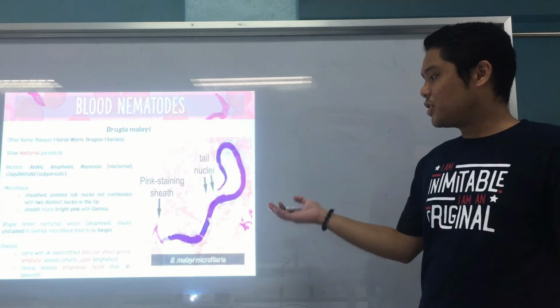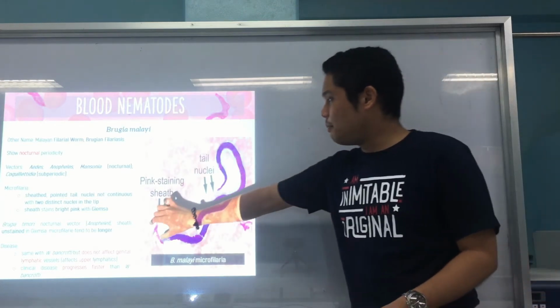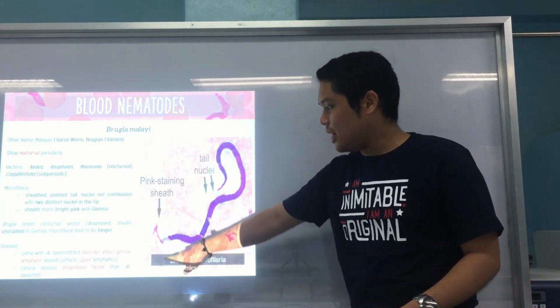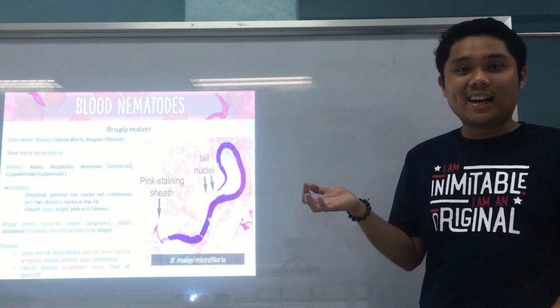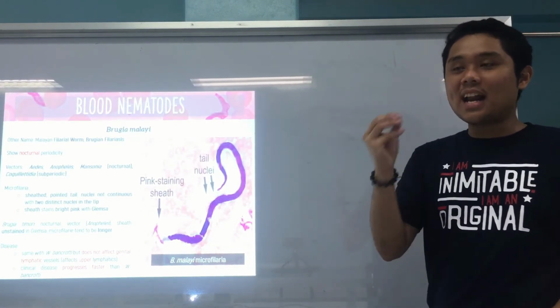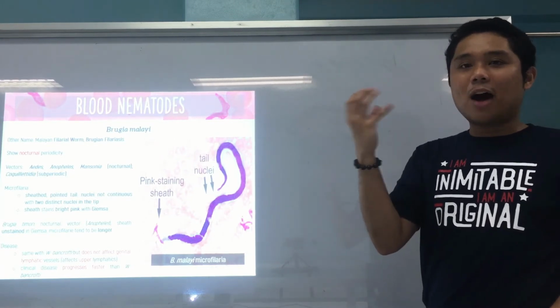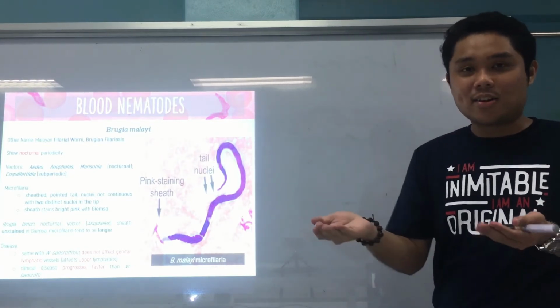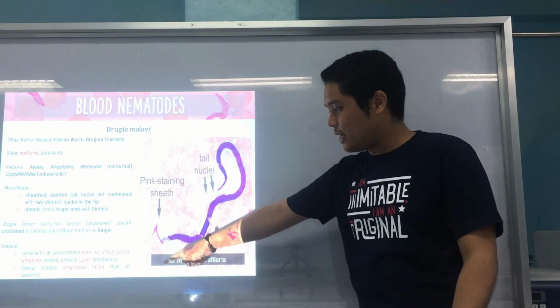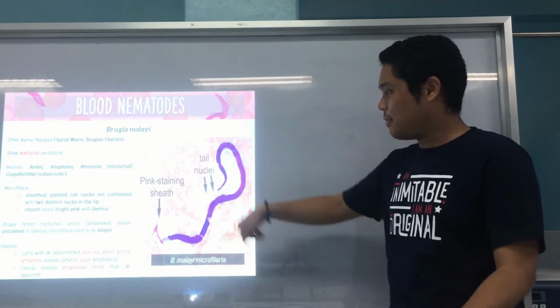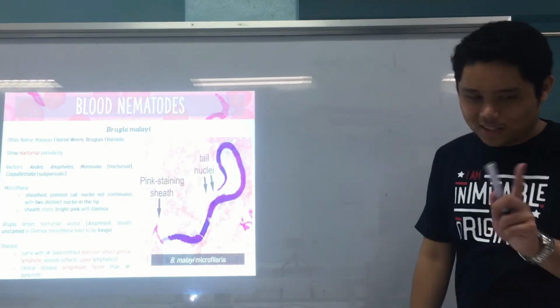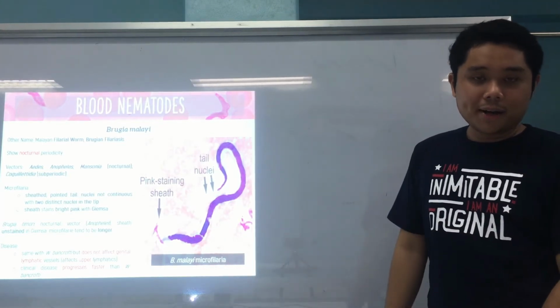Okay, and here's an example of a picture. As you can see, this is the pink staining sheath. It's like the casing of a longganisa or a hotdog. That's how I like to think about the appearance of the sheath. It's a covering. As you can see, it's stained pink. And as you can see, these are two nuclei at the tail. One, two. So that's how you remember.